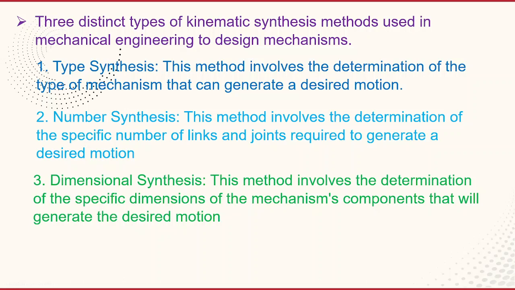Type synthesis gives what type of mechanism you want to generate. Number synthesis, how many links and joints you want for getting the desired motion. Dimensional synthesis, the dimensions of the specific links that we want to find out. So overall, these are the three basic types: type synthesis, number synthesis, dimensional synthesis.